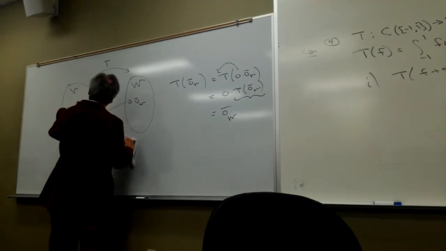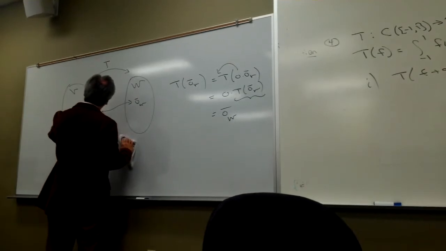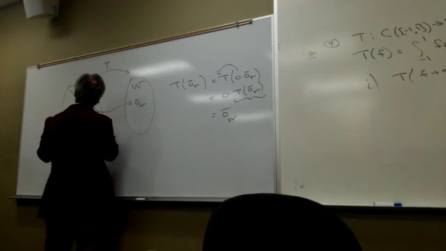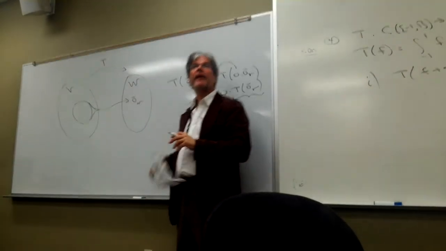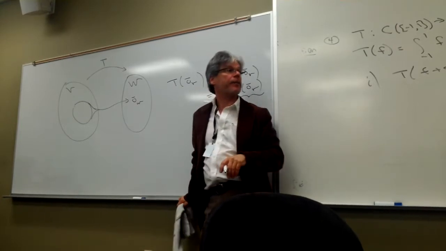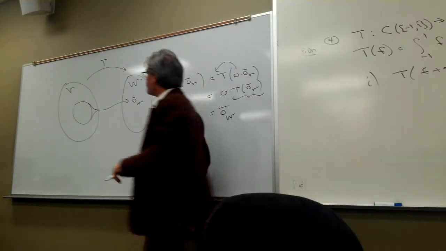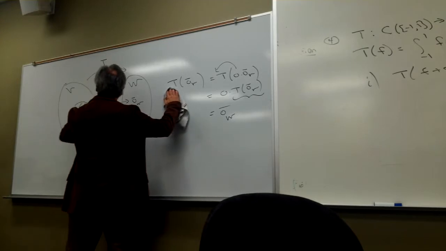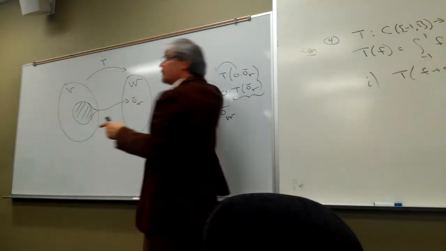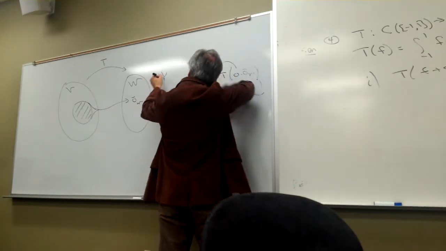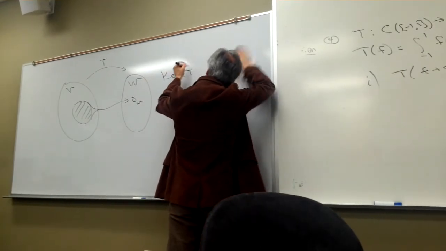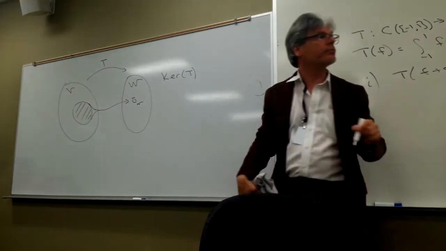What if this happened? What if I had a whole collection of vectors in the first vector space getting mapped to 0 in the second vector space? What if there's a whole set of elements in the first space that get mapped over here? I got a special name for that set. I call it the kernel of my transformation. By the way, I'm assuming I got a linear transformation.